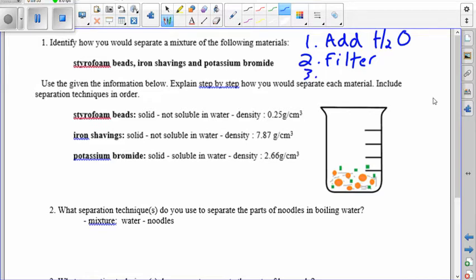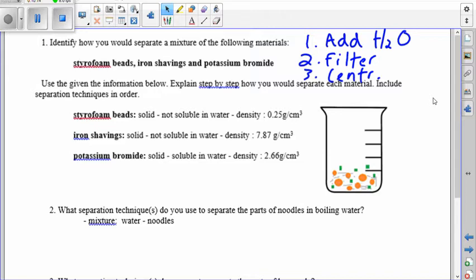So maybe centrifuge. Center. Okay? Did anyone else write something different? Because there's another way to do this. There's actually a few ways to do this. Chuck it all in a centrifuge. What if you did this?